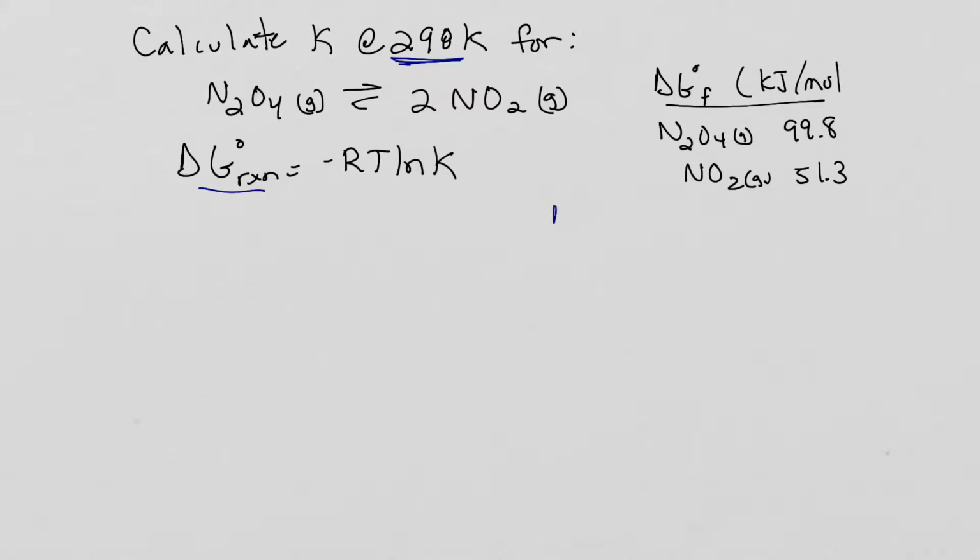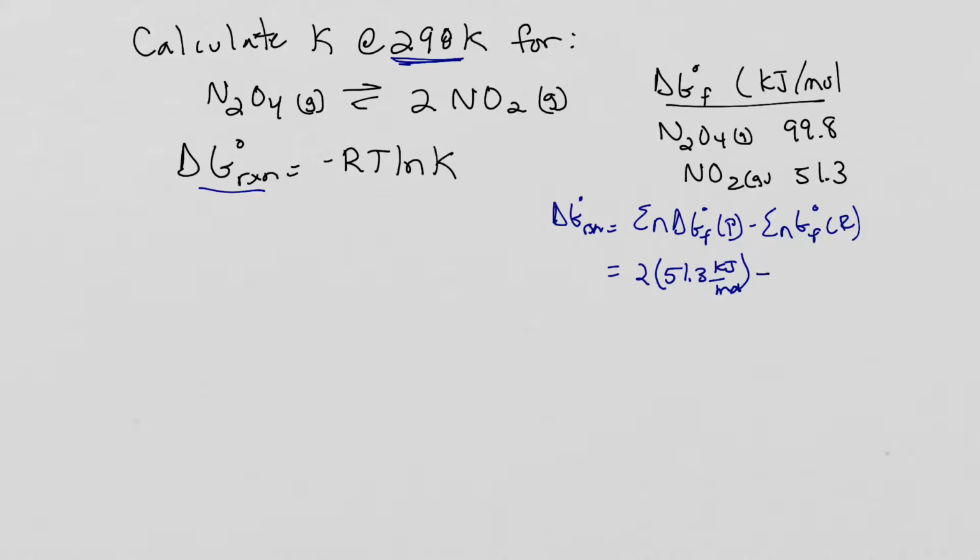So remember, our equation for that is delta G equals the sum of the delta G's of formation for the products minus the sum of the delta G's of formation for the reactants. If we look at what we need to do here, our product is NO2, so the value there is 51.3 kilojoules per mole. We need to multiply that times 2 because we have 2 moles in our reaction. And we're going to subtract from that the reactant, N2O4, which has a value of 99.8 kilojoules per mole. We just have one of those, so we don't have to multiply it by anything.